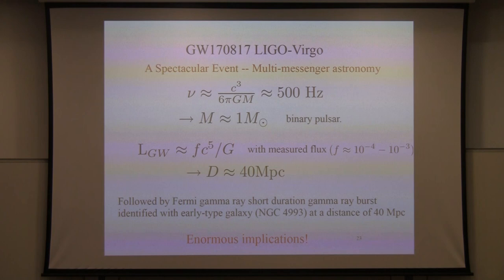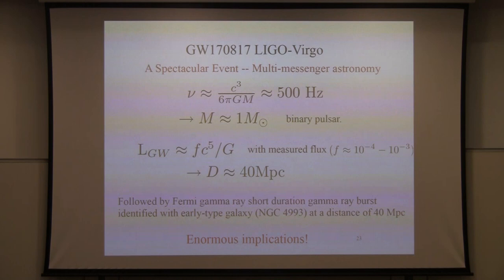And this was followed by a Fermi gamma ray burst, a gamma ray burst seen by the Fermi satellite, of short duration, and it was identified with a galaxy, NGC 4993, at a distance of 40 megaparsecs. Now this had enormous implications for gravity theory.